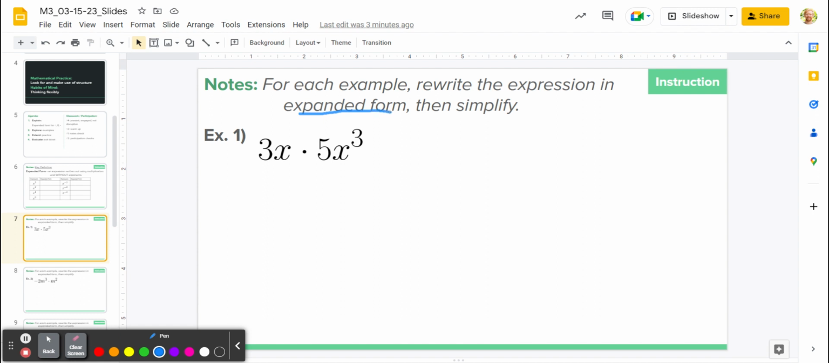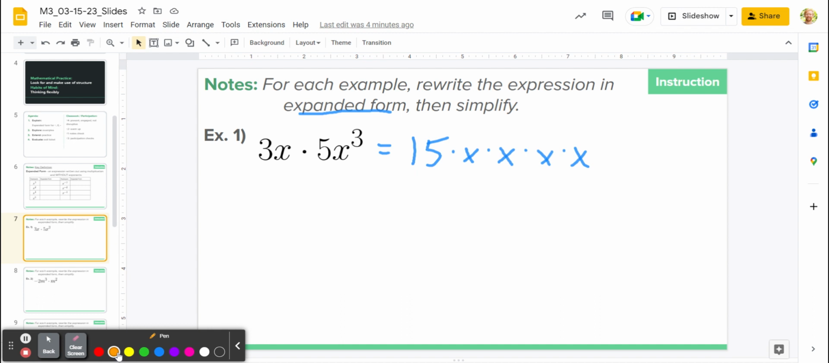So this first one, we have 3x times 5x to the third power. First thing we can do is multiply our numbers together. We get 3 times 5 is 15. And then if we write out in expanded form, we get this first x here, and then we have x to the third power again. That will be x times x times x. So this is what expanded form looks like here. Everything's written out. We don't have any exponents. We have it just written out as a multiplication problem.